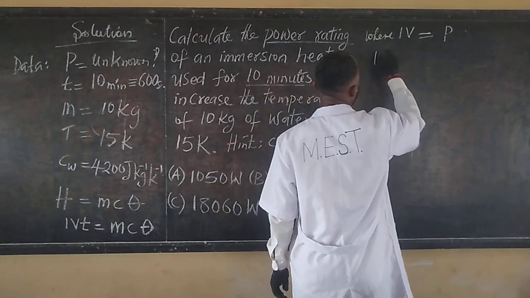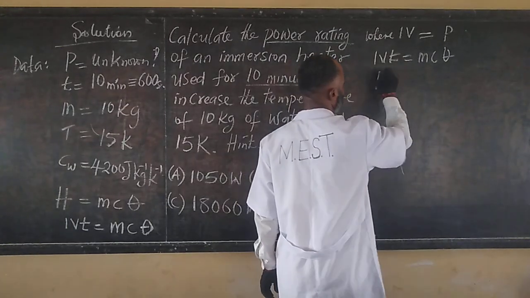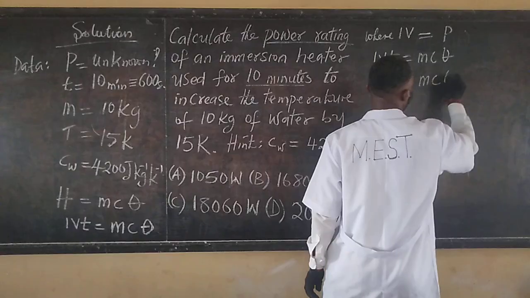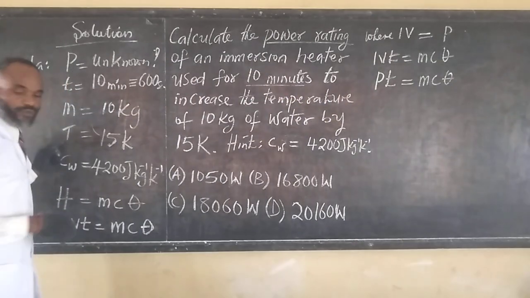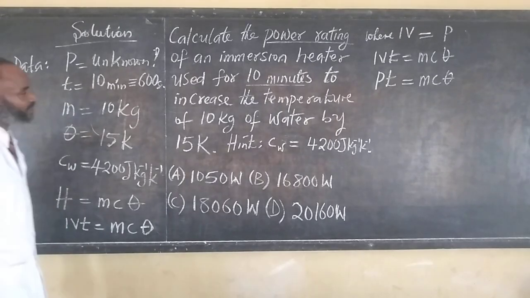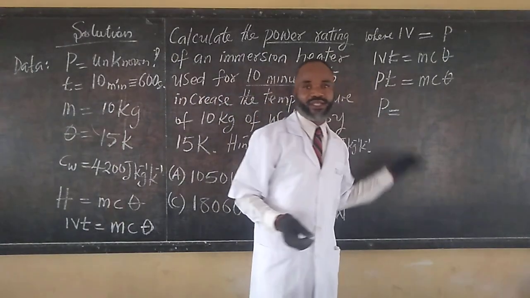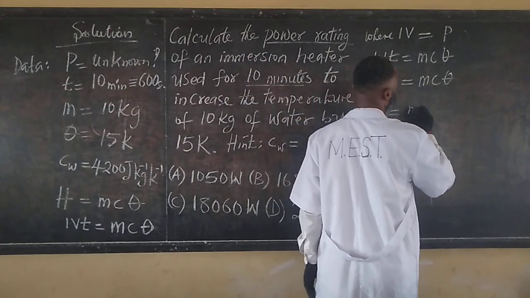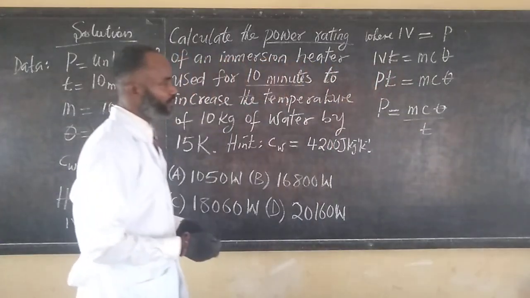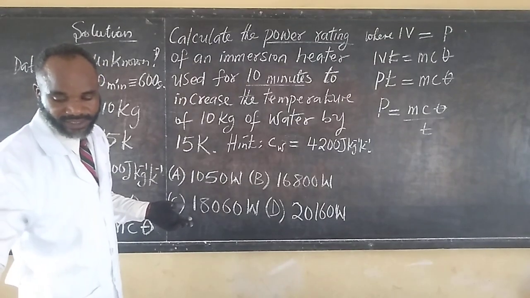So if we have IVT equals mc theta, for IV here we have P, and then we return our T, which is time, and then mc theta. Of course, we need to change this T to theta because we're talking about temperature, in its absolute nature. So if we're looking for power, we transpose P to become the subject, and P equals mc theta all over time. The next step is for us to substitute.